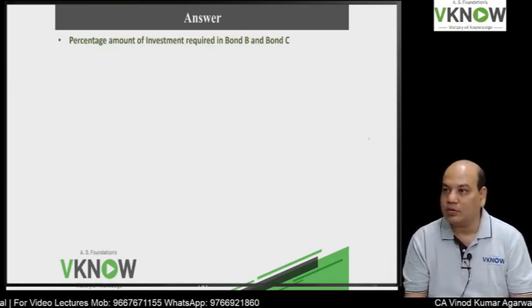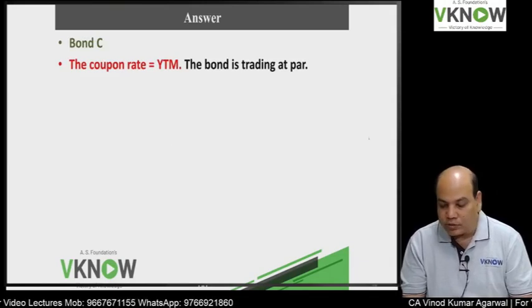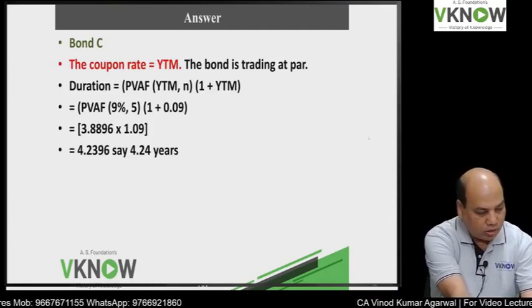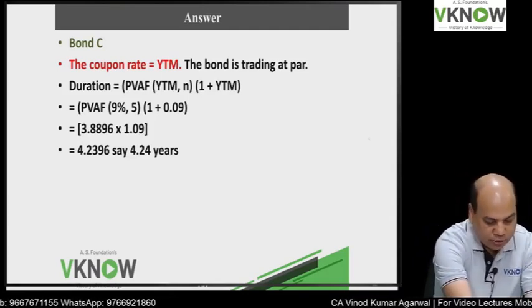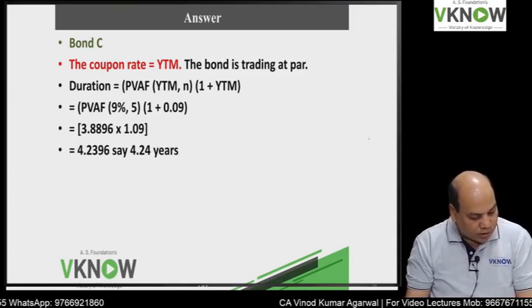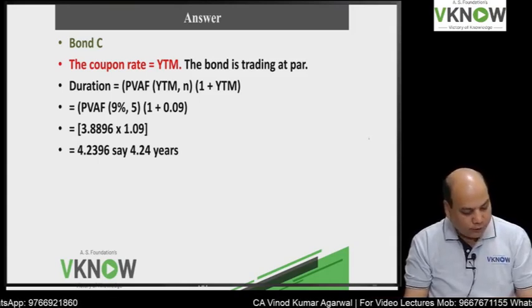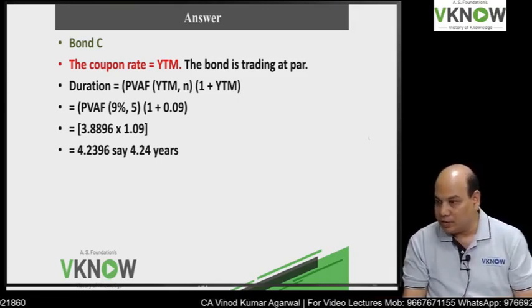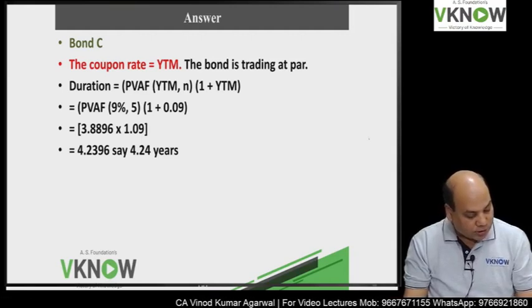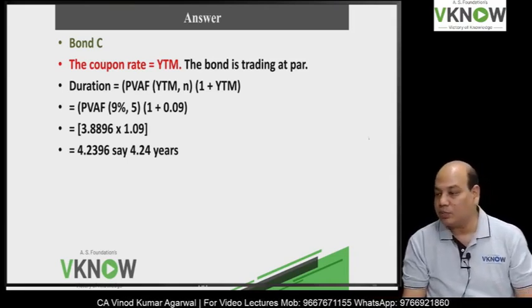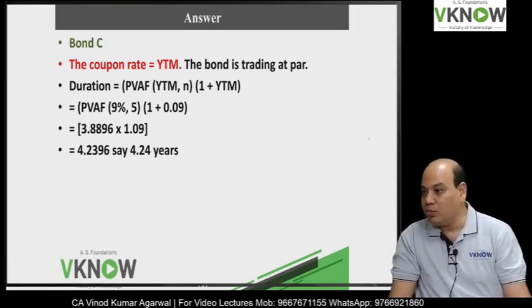Now we'll go to the second part of the question. I'll read from the question paper. The bond portfolio manager has been asked to keep 45% of the portfolio in bond A. So the weight of bond A is defined. Calculate the percentage amount to be invested in bond B and C that needs to be purchased to immunize the portfolio. So this is a problem of immunization.